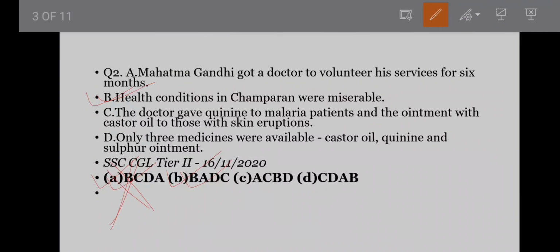Why? Because the first sentence will be option B. "Health conditions in Champaran were miserable." B. Then "Mahatma Gandhi got a doctor to volunteer his services for 6 months." Then A. Then option D: "Only 3 medicines were available: castor oil, quinine, and sulfur ointment." Then option C: "The doctor gave quinine." There were 3 medicines and the doctor gave one. Which one? It's quinine. So option C will be the last one. So 2 will be B, right? Moving to the next one.